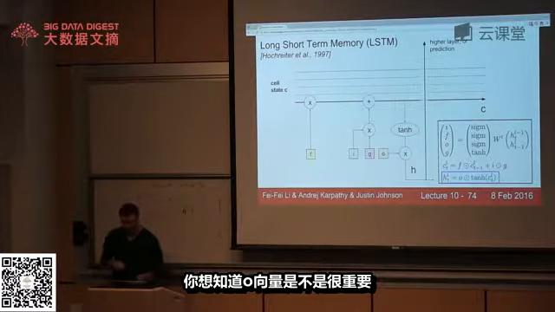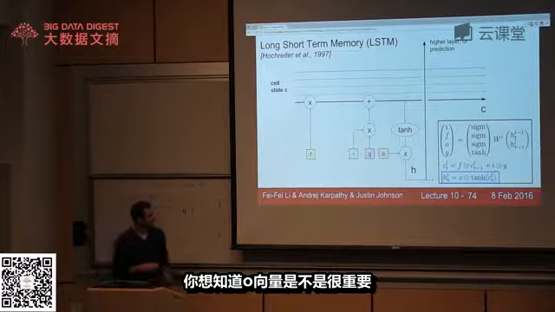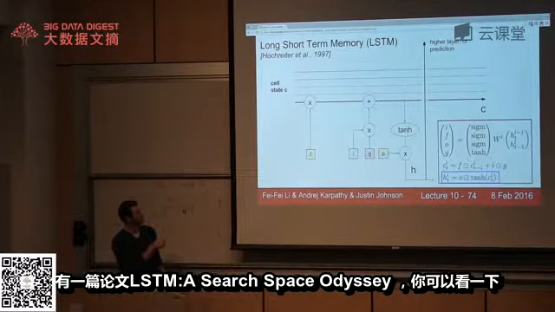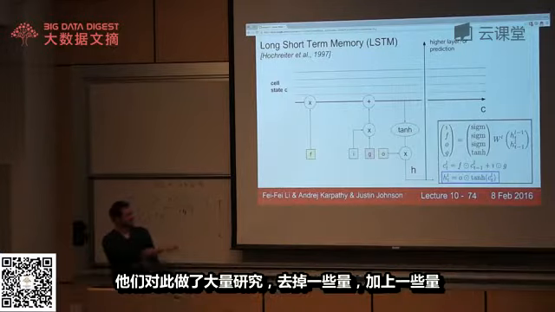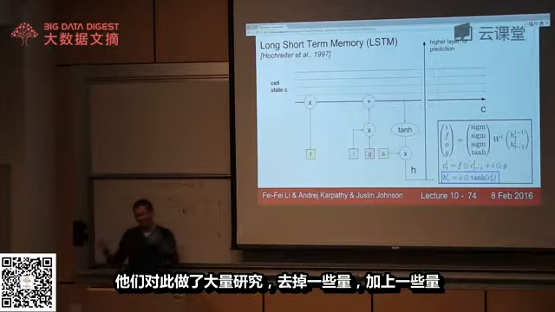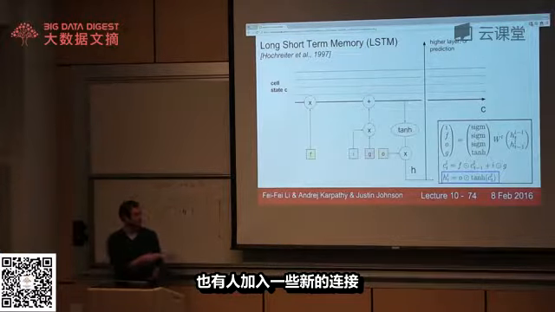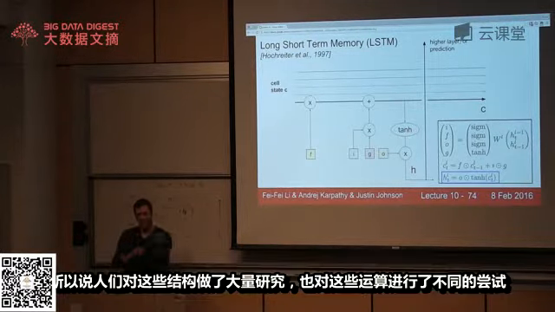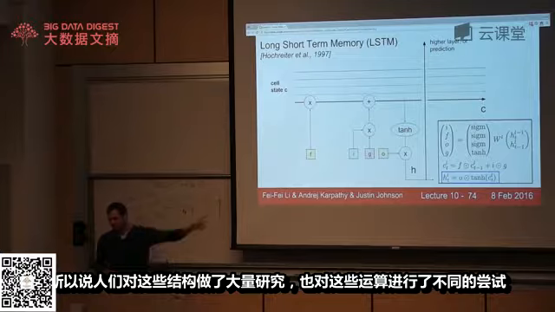Go ahead. Why do we want O? Yeah, so this O, you're asking about the O vector. Is that important? Turns out that I think that one specifically is not super important. There's a paper I'm going to show you called LSTM: A Search Space Odyssey. They really played with this. Take stuff out, put stuff in. There's also these peephole connections you can add, so this cell state here can actually be put in with the hidden state vector as an input. So people really play with this architecture, and they've tried lots of iterations of exactly these equations.